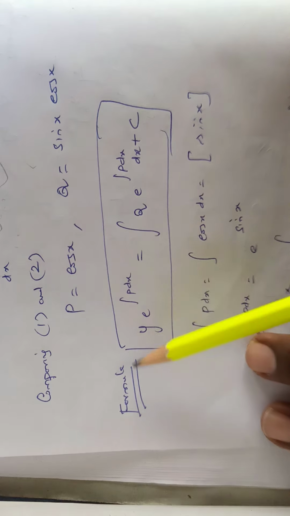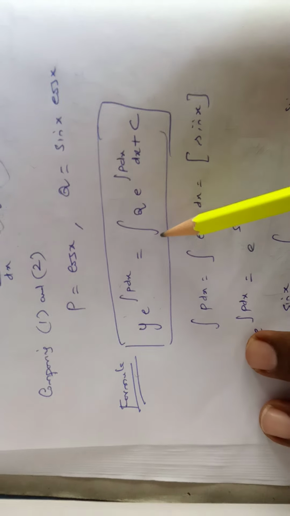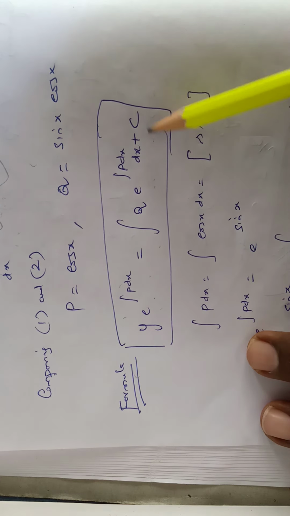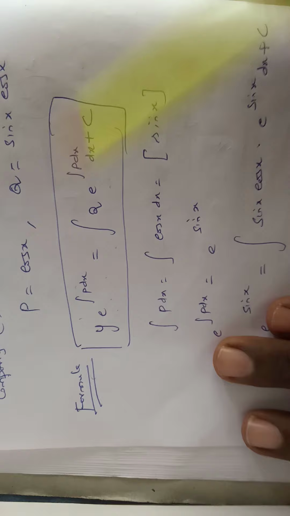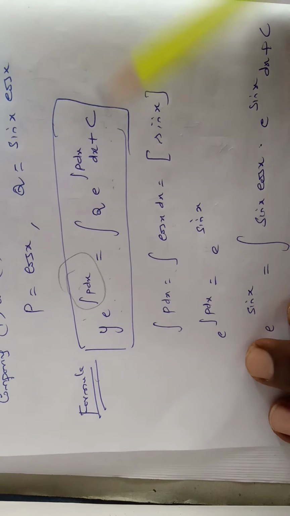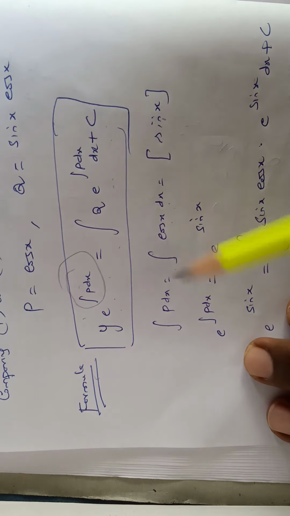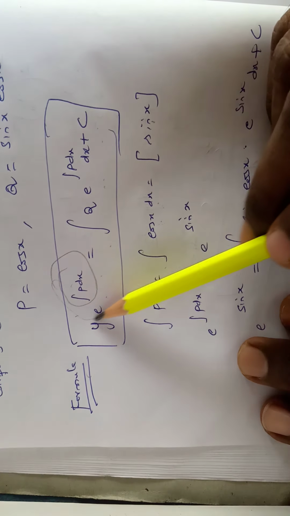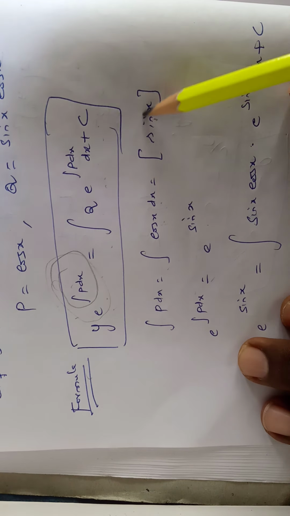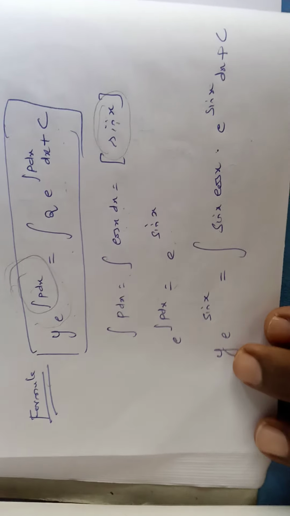Straight away write down the formula: y e power integral p dx equal to integral q e power integral p dx plus c. First we have to compute integral p dx. So integral p dx, the p value is cos x dx. Integration of cos x dx is sin x. Again we have to compute e power integral p dx, so e power integral p dx is e power sin x.